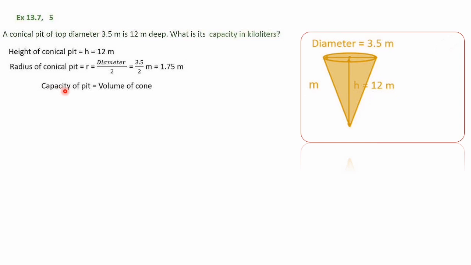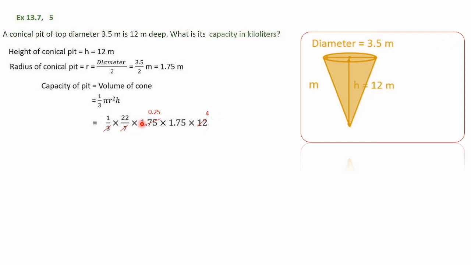Then capacity of the pit is volume of the cone. Both are same. Volume of the cone formula is 1 by 3 pi r square h. So 1 by 3 into pi value, it is 22 by 7, into radius. Radius is 1.75, so 1.75 square, 1.75 into 1.75 into h. H is 12. Then here 3 and 12 we can cancel, 4 times.